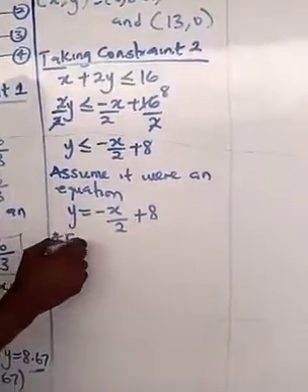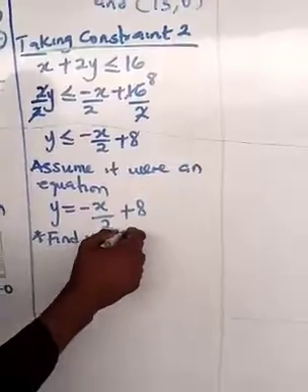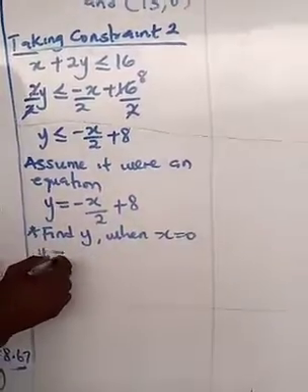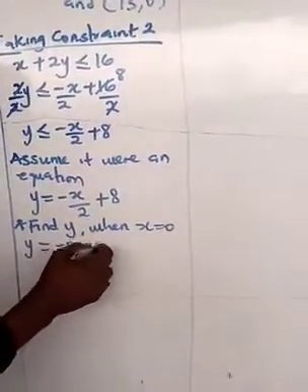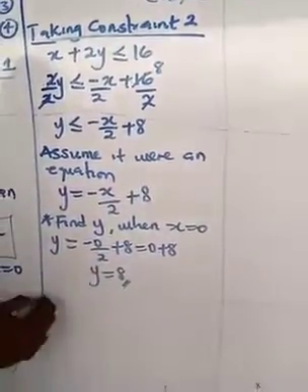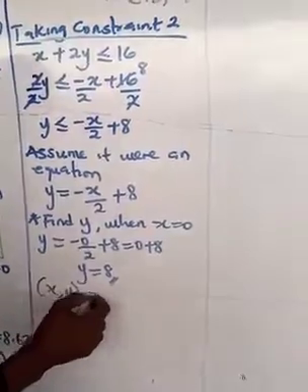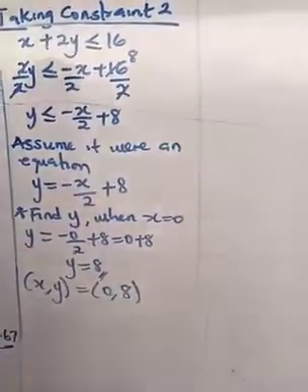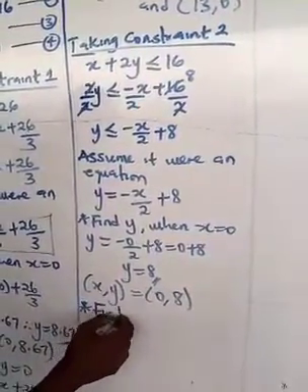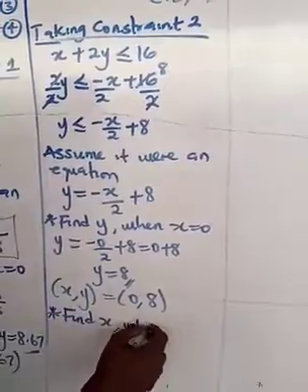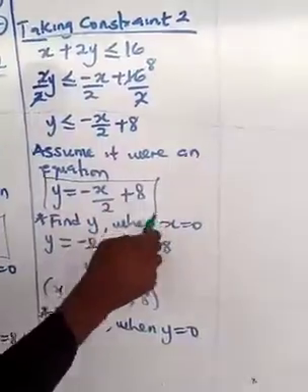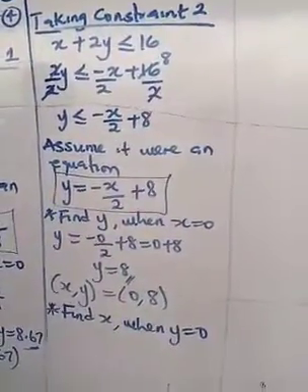So you look for y when x is 0. Anywhere we see x, we put 0, so this is 0 plus 8. So y is 8. So when x is 0, y is 8. Now we'll look for x also. So find x when y is 0. This is still for constraint 2.